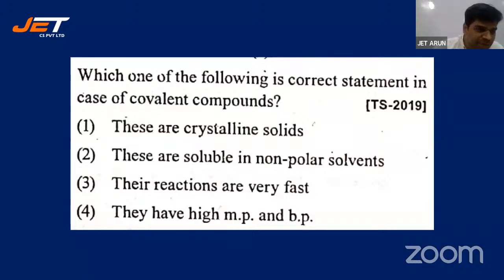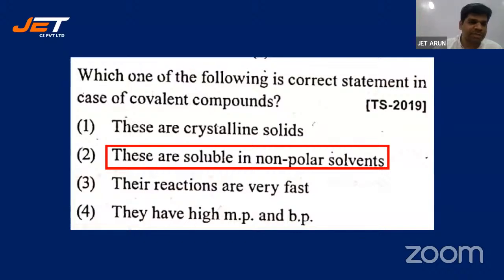Option 1. Praneeth says 1. Saicharan says 1. Fatima says 1. Okay. Ananta Teja says 3. Let's look at the right answer. It's 2, students. None of you have said 2. Covalent compounds are soluble in non-polar solvents. Ionic compounds are soluble in polar solvents.